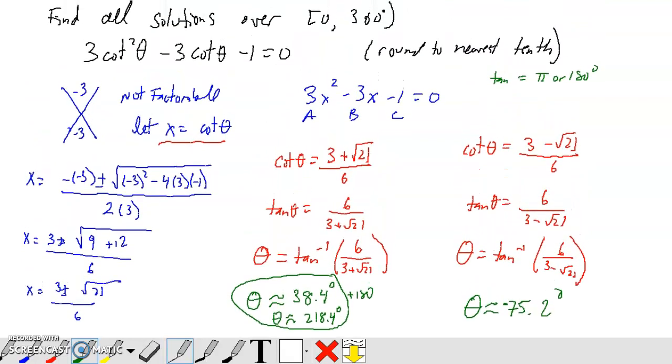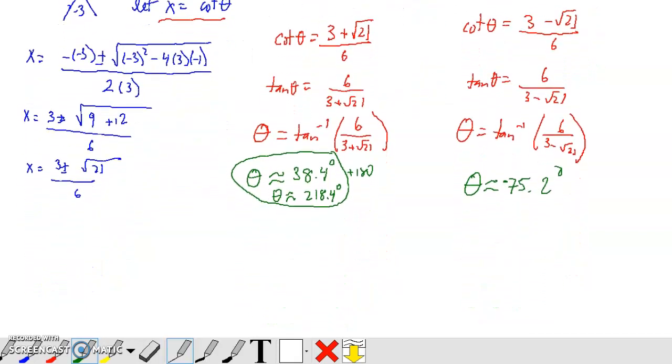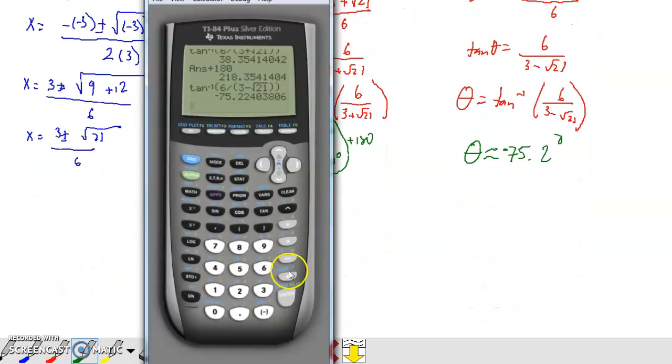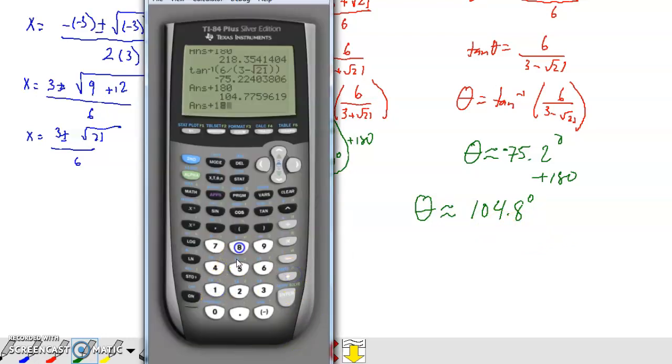Negative 75.2 is not in our range, so I need it to become in our range. What I'm going to do is add 180 to it. If I add 180 to it, I'm actually going to get 104.8 degrees as one of my thetas. And if I add another 180 degrees, I will be at 284.8.